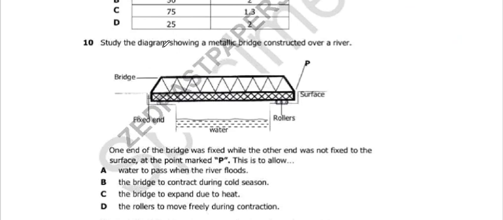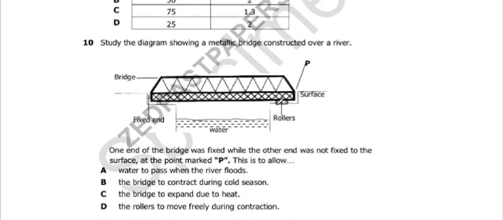Study the diagram showing a metallic bridge constructed over a river. You've got a bridge, you've got a fixed end, you've got a surface, you've got trailers, and you've got water down there, and you've got point P. And the question says, one end of the bridge was fixed, while the other end was not fixed to the surface. You can see there's a gap there, whilst this side, it's fixed. At the point marked P, there's a gap. This is to allow A, water to pass when the river floods, B, the bridge to contract during cold season, C, the bridge to expand due to heat, and D, the rollers to move freely during contraction.